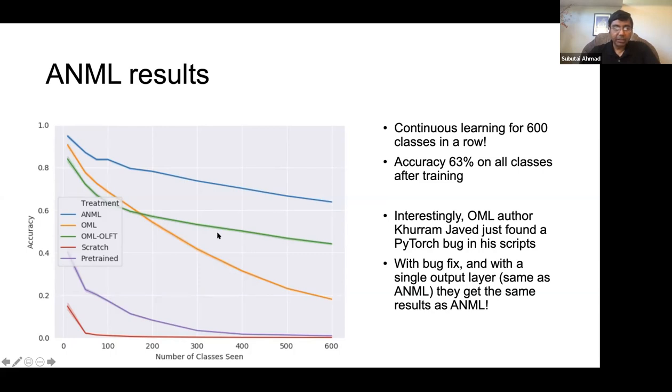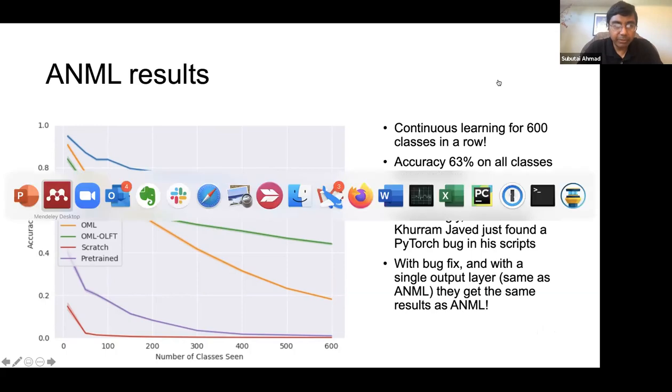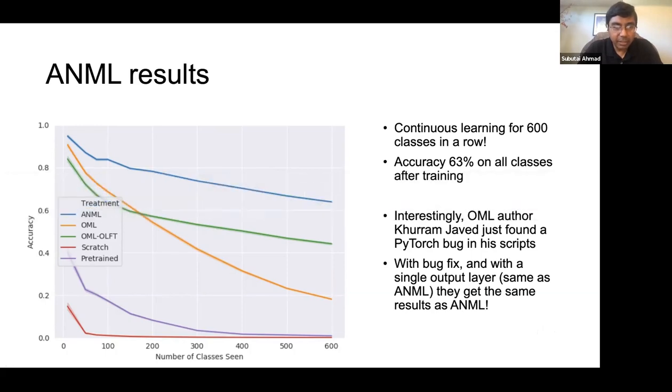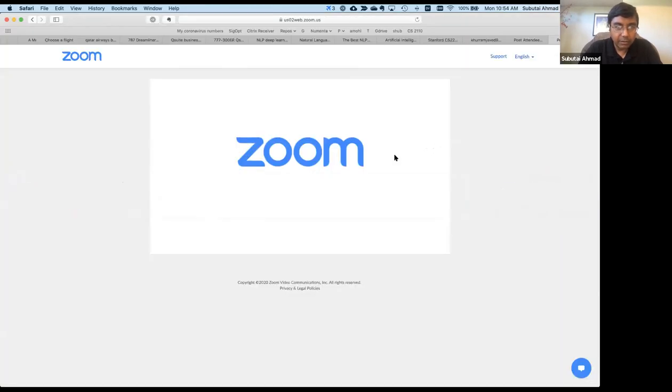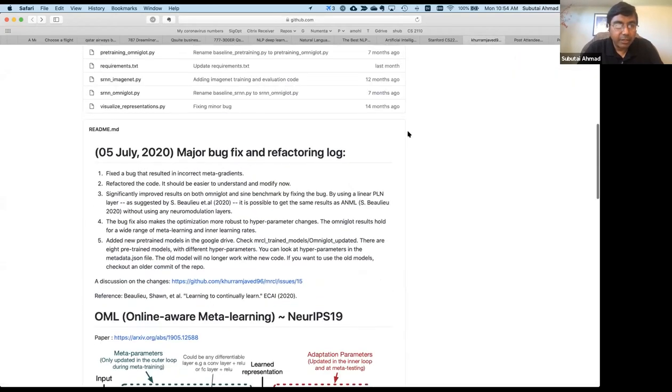Any other questions on any of this? You said the bug he had was that he was zeroing out the gradient each time. Was that it? He didn't say exactly what the bug was, at least, hold on. Here's the GitHub. He just said, fixed a bug that resulted in incorrect meta gradients. These meta gradients involve taking a second derivative, so it's a little bit tricky.